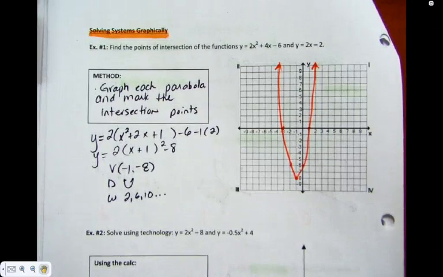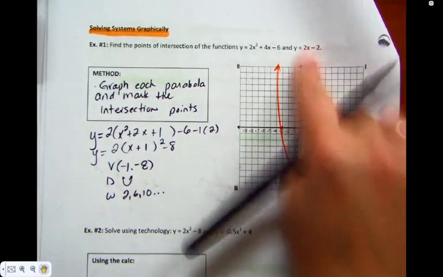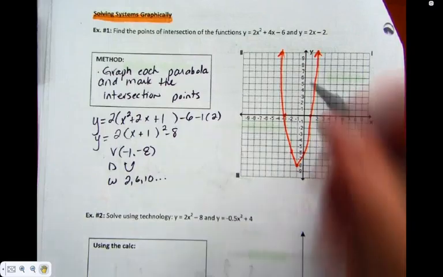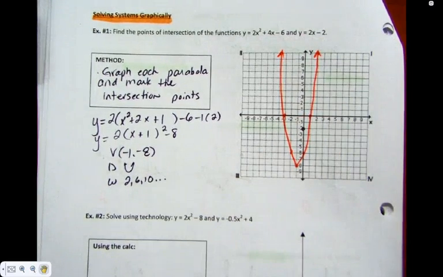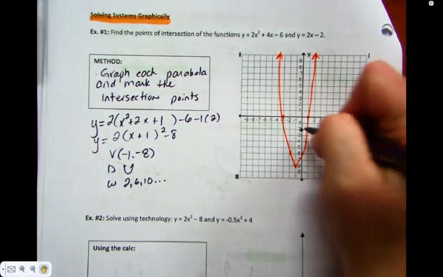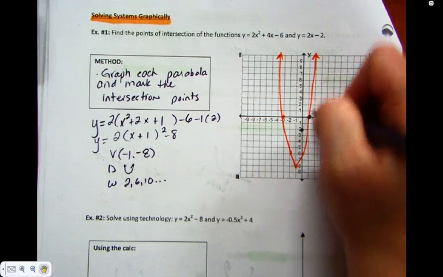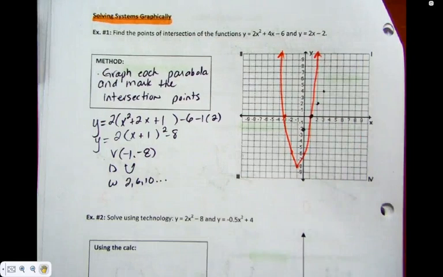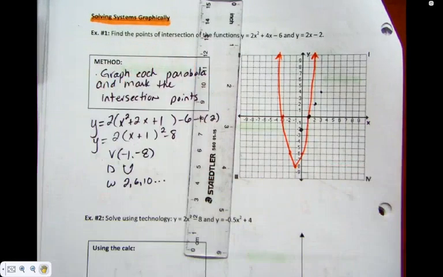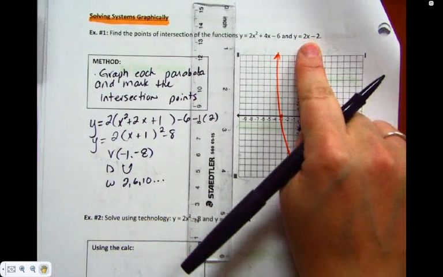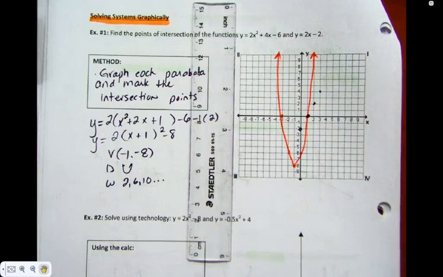Now we have to graph the other one. This is a line, so we're not completing the square, we're not doing vertex, it's a line. How do we graph a line? Y-intercept at -2. Up 2 over 1, confirm. Because there's no squared, I know that it's a linear function, so it's y equals mx plus b. So we start with the b and then count the slope.